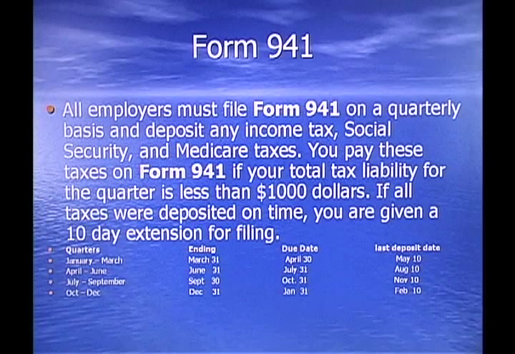And so they will ask you a question out of this list right here. You know, for the second quarter, which ends June 31st, what's the due date? Or when is the last date you can file your paperwork? And so the second quarter ends June 31st. Your due date is July 31st, and you can file your paperwork as late as August the 10th if you have paid in all the money.